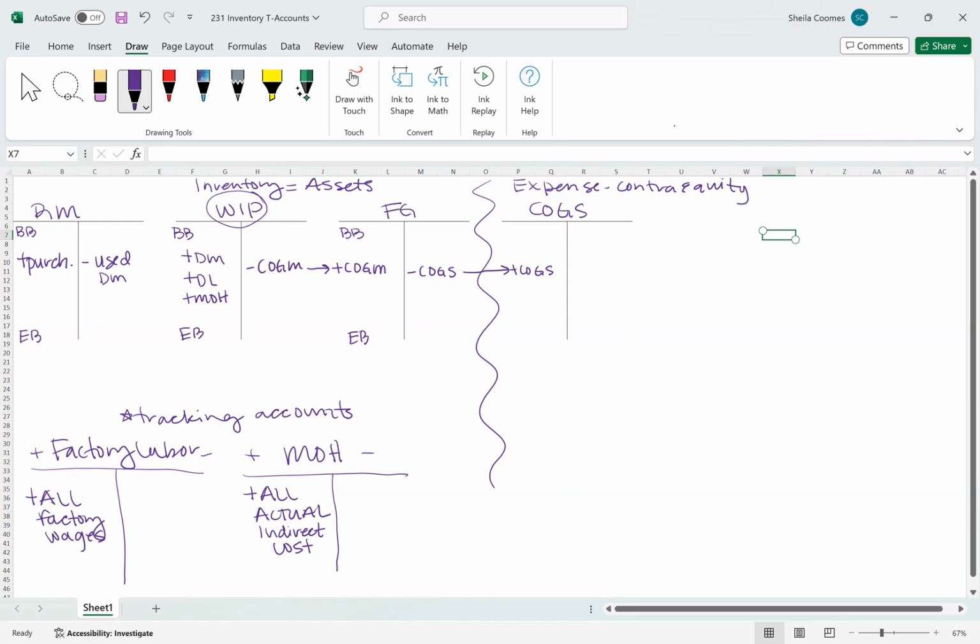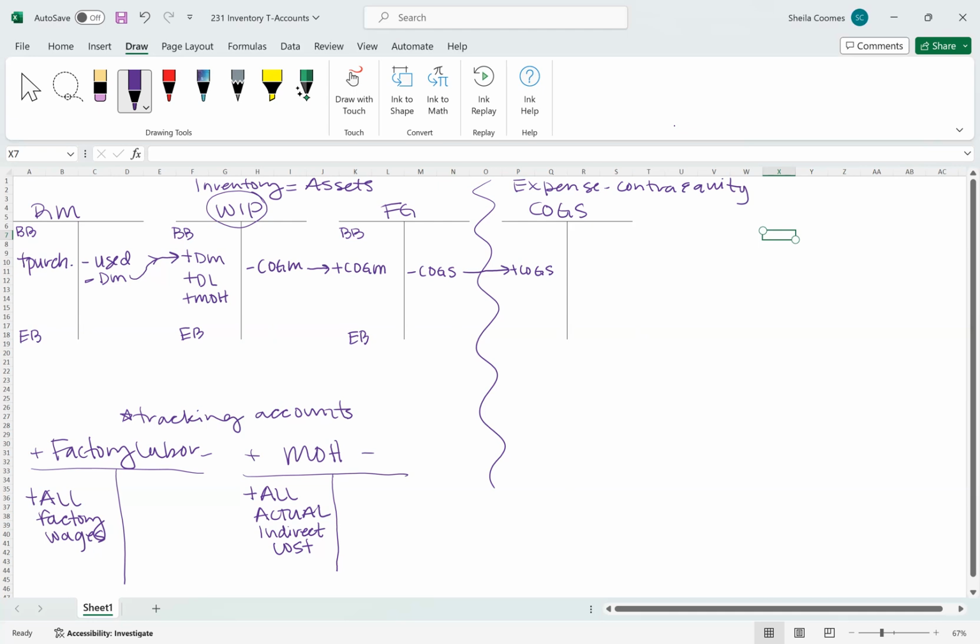Now let's just start at the beginning. So originally we talked about with our raw materials account, if we use direct materials, we know that those are decreasing our raw materials account balance, and it's increasing work in process. So when we allocate direct materials to jobs, we're going to use a materials requisition slip, and that's going to increase our work in process for that job. Now remember, work in process can be in total or per job.